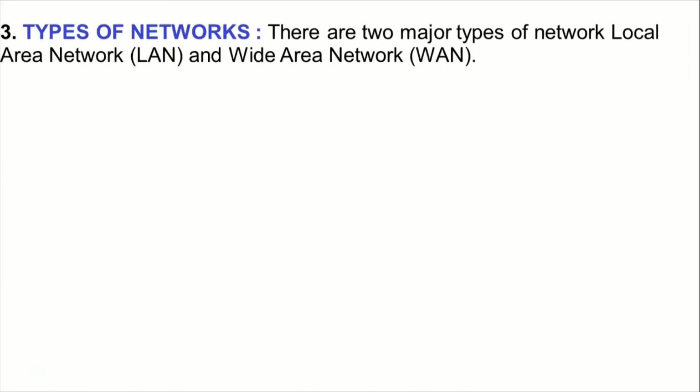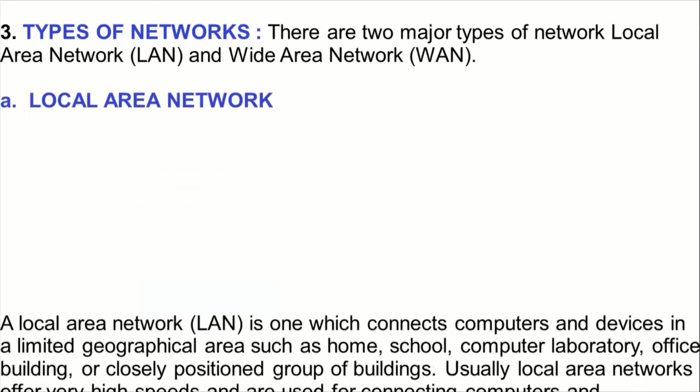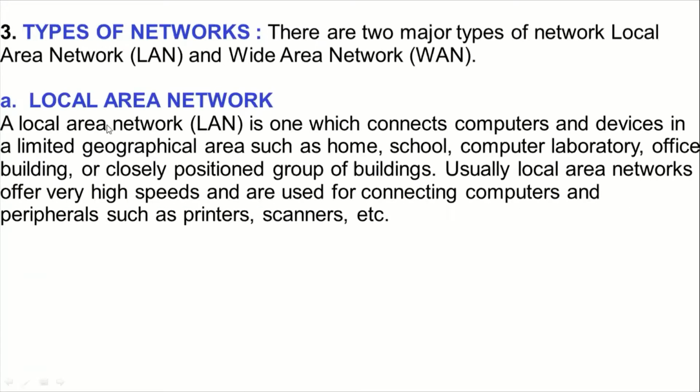There are two types of network depending upon their coverage area. Local area network, which connects computers and devices in a limited geographical area, like a home, school computer lab, office building, or closely positioned group of buildings. Usually, local area networks offer very high speed and are used for connecting computers and peripherals. Peripherals means devices such as printers, scanners, etc.